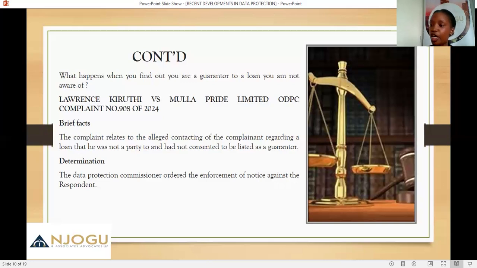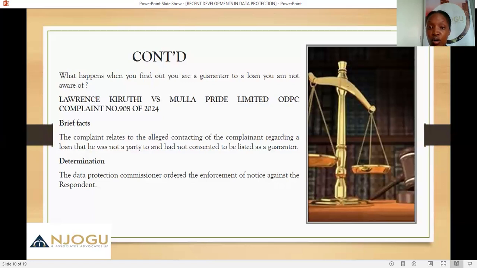So the complainant said he was being harassed by the respondent through calls and messages regarding a loan by one of his clients. The complainant went forth and said, I am not a party, I am not a client to your services. I do not know how I am a guarantor in this. And I don't even understand because if I was a guarantor, according to Section 29, I ought to be notified. I was not notified that someone had put me as a guarantor. So how did this happen? You've been calling me, you've been sending me text messages that I should come and settle the loan.